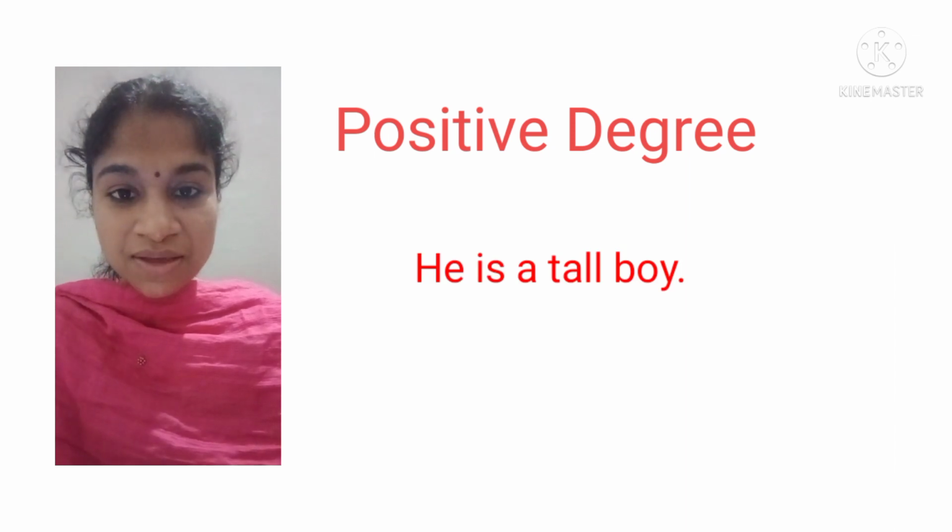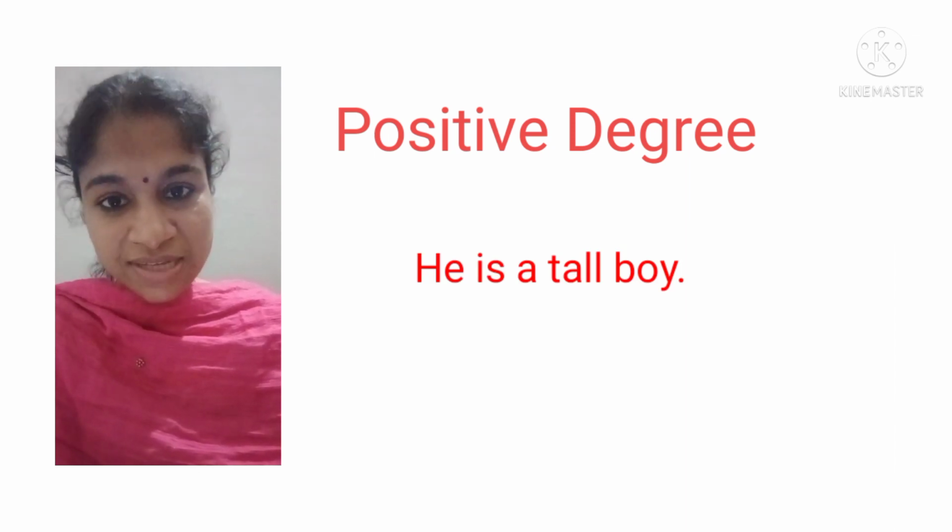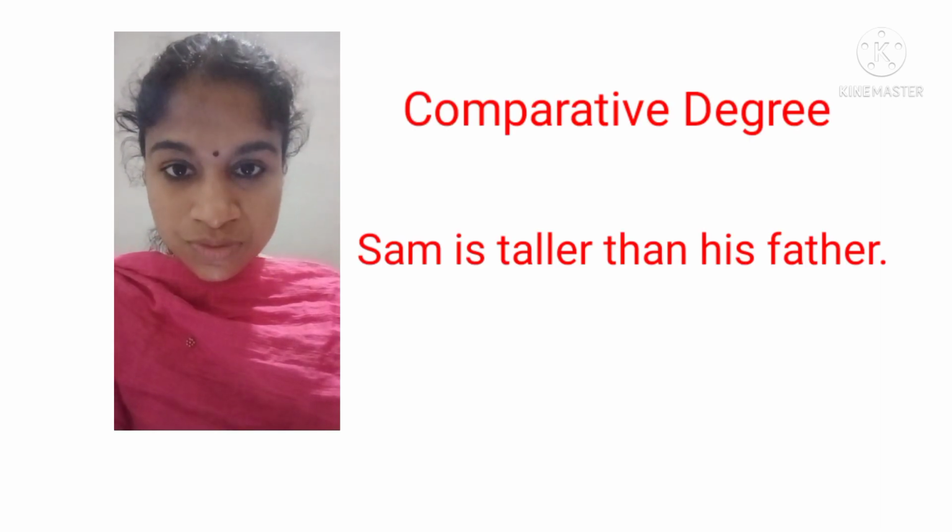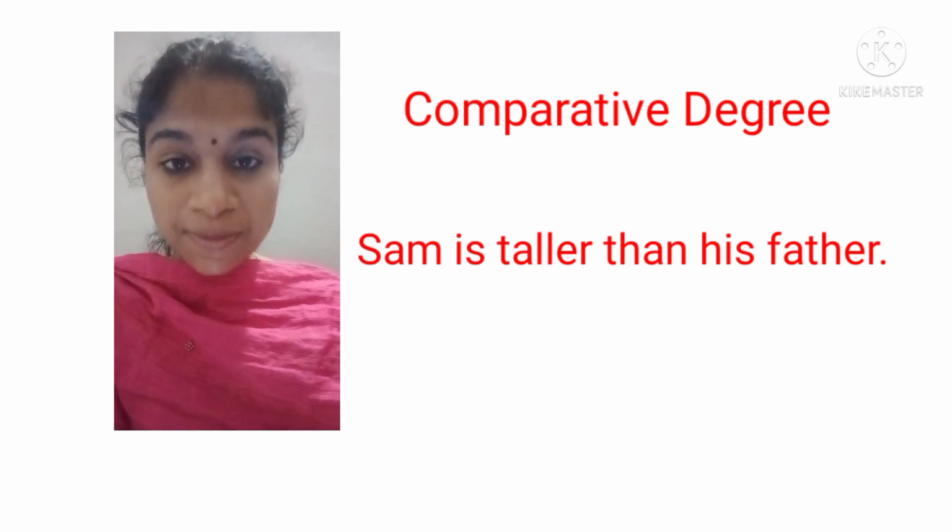Now let's discuss each type. Okay? The positive degree of an adjective is the simple form of an adjective. For example, he is a tall boy. In this sentence, tall is the adjective. It is in positive degree. It is the simple form of an adjective.